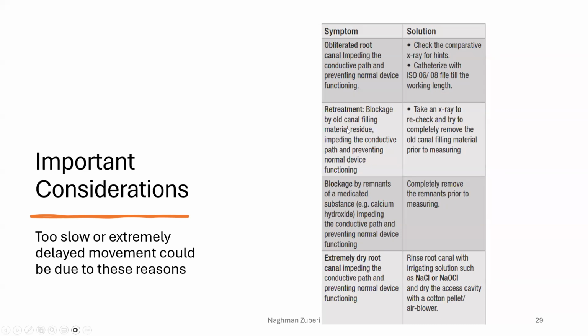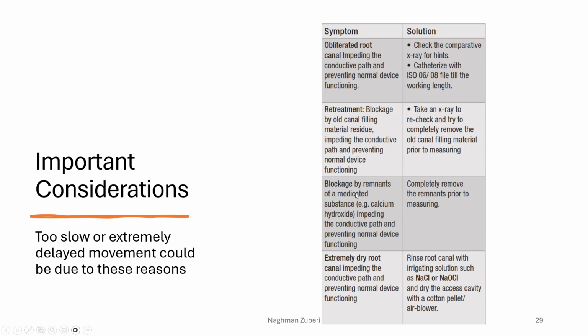So blockage would be by old canal filling material, residue impeding the conductive path and preventing normal device functioning. It could be gutta percha, or it could be some cement over there, or root canal filler, whatever. So take an X-ray to recheck and try to completely remove the old canal filling material prior to measuring.